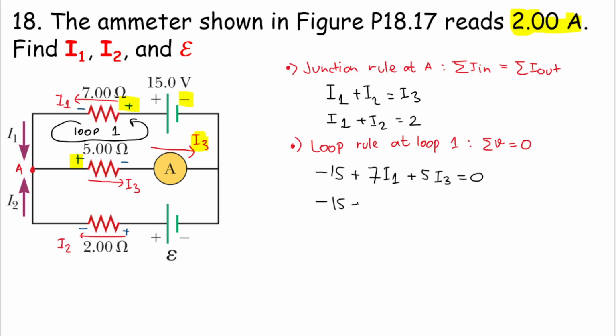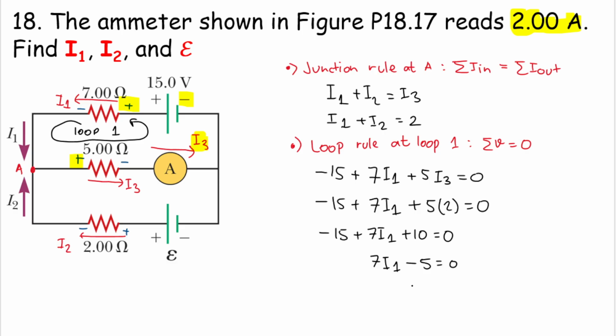Minus 15, and then plus 7 I1, and then plus 5 multiplied by 2, and that will equal 0. Good. Now we will have minus 15 plus 7 I1, and then plus 10, that will equal 0. Minus 15 plus 10 is minus 5, so I will have 7 I1 minus 5 is equal to 0, or 7 I1 is equal to 5. Therefore, I1 here is 5 over 7.